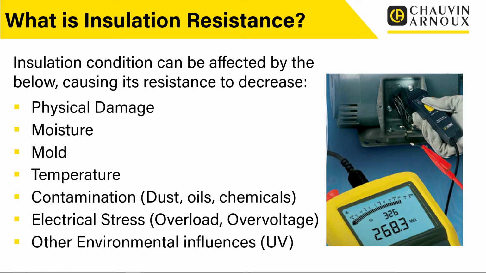Other electrical stresses can cause problems with insulation. If the cable is overloaded, this will cause an increase in temperature, and the increase in temperature can affect the chemical makeup of the cable itself and cause the insulation resistance to decrease. Same with overvoltage. Overvoltage can cause breakdowns within the insulation, and that can lead to a decrease in insulation resistance over time.